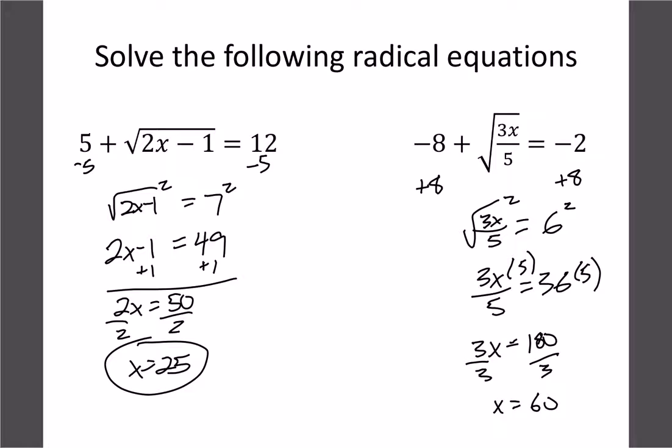So if we plug it back into the original, 3 times 60 is 180. Divided by 5 gives us 36. Square root of 36 is 6. Negative 8 plus 6 is negative 2. So that's a good answer as well.